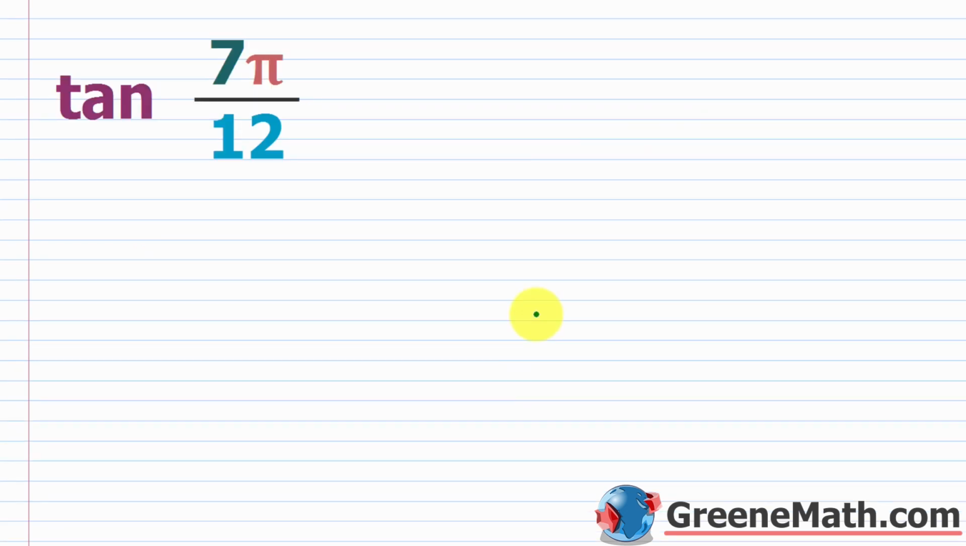All right, let's take a look at a similar problem. Now we're going to have the tangent. So we have the tangent of 7 pi over 12. And for this one, again, if you're really good at working with fractions in radians, you can do it in this way. I always just convert these into degrees because it's just easier for me.